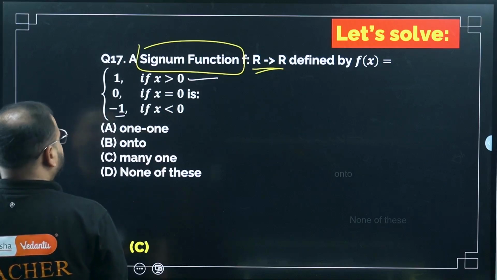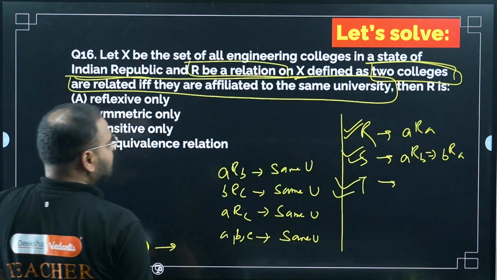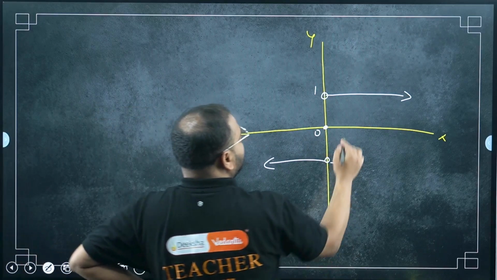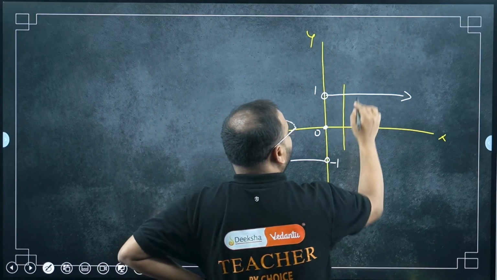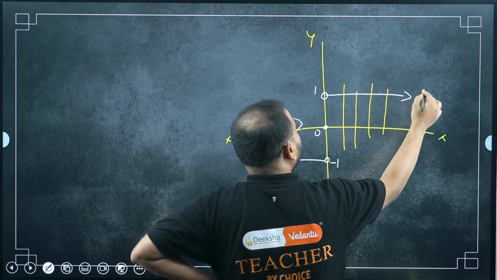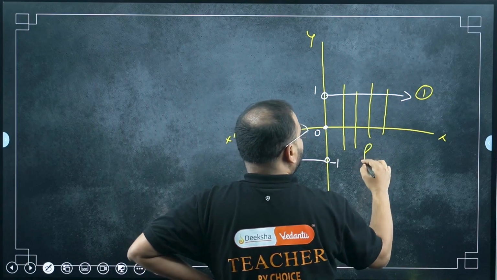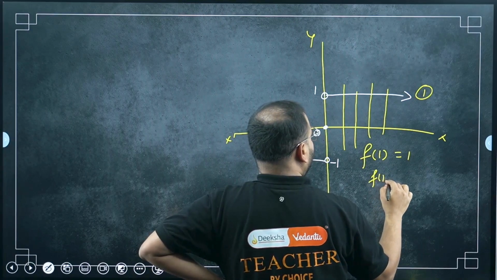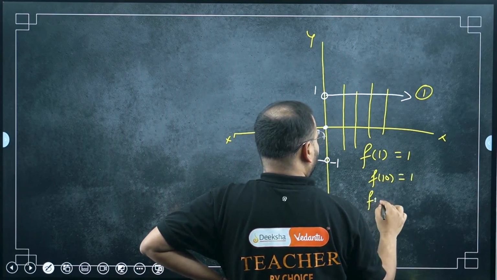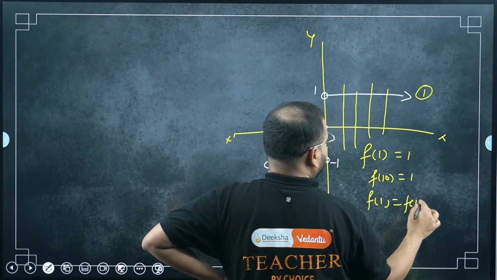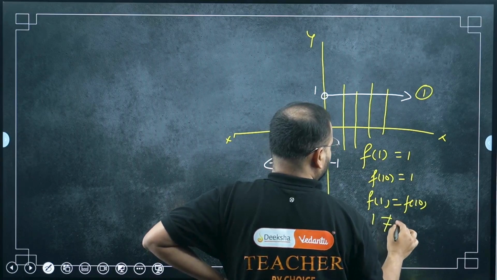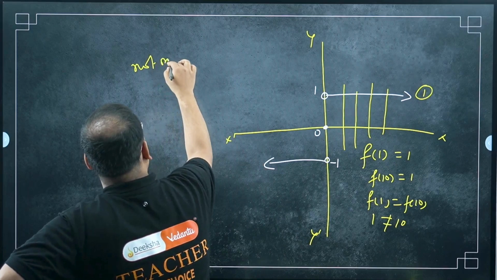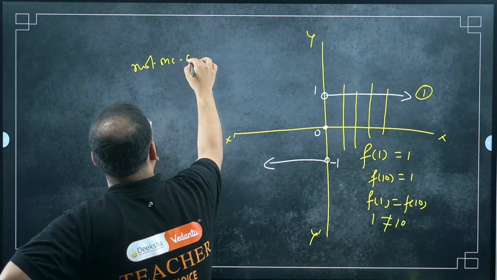Now check. Can it be one-one? It cannot be one-one, because all these values follow the same formula and give the same answer, 1. If you take f of 1, the answer is 1. F of 10, the answer is 1. So f of 1 equals f of 10, but 1 is not equal to 10. So it is not one-one.